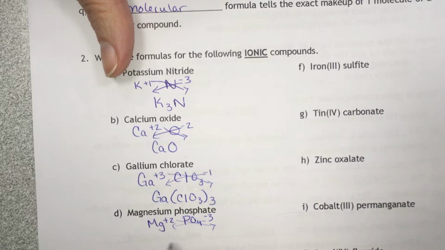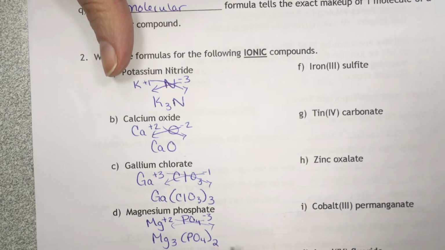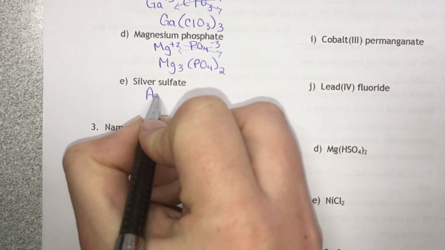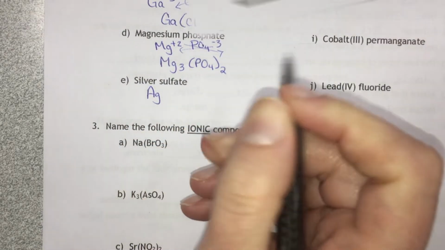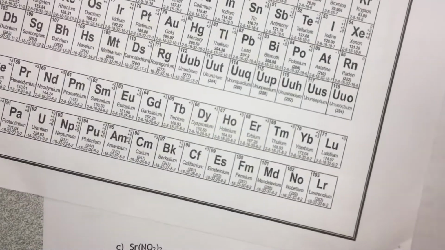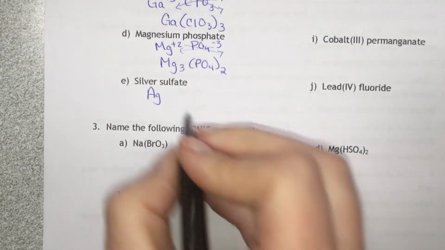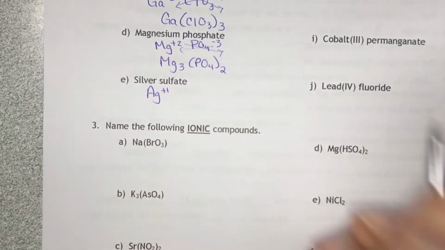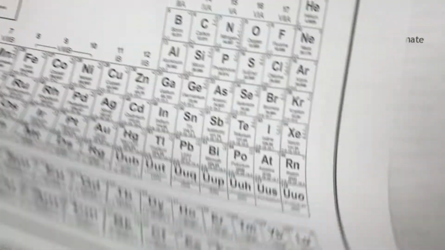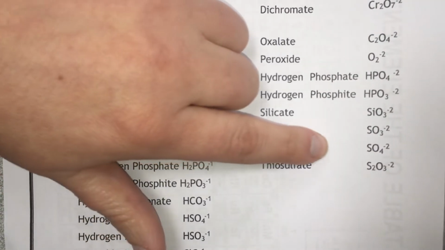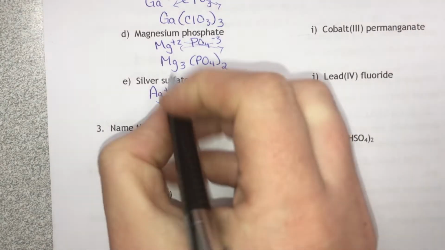You're going to bring the charges down, and you'll have Mg3(PO4)2. All right, silver sulfate. Silver is here. It has a +1 charge. This is sulfide, so this is not sulfate. We want sulfate, which is here, and it's SO4 -2.